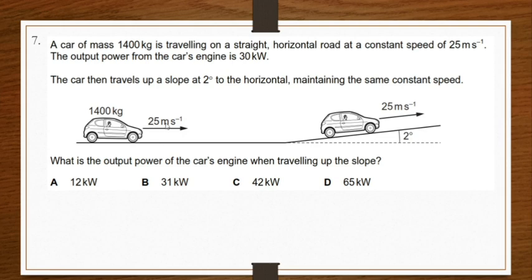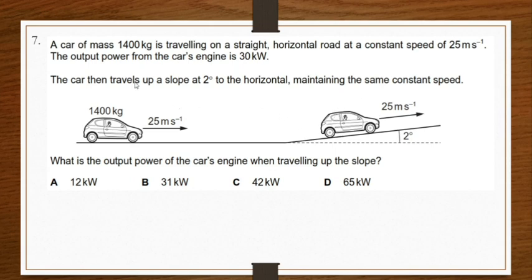Number 7. A car of mass 1,400 kilograms is traveling on a straight horizontal road at a constant speed of 25 meters per second. The output power from the car's engine is 30 kilowatts. The car then travels up a slope at 2 degrees to the horizontal, maintaining the same constant speed. What is the output power of the car's engine when traveling up the slope? Of course, because it wants to maintain the constant speed, but it is traveling up a slope, then it needs extra power.